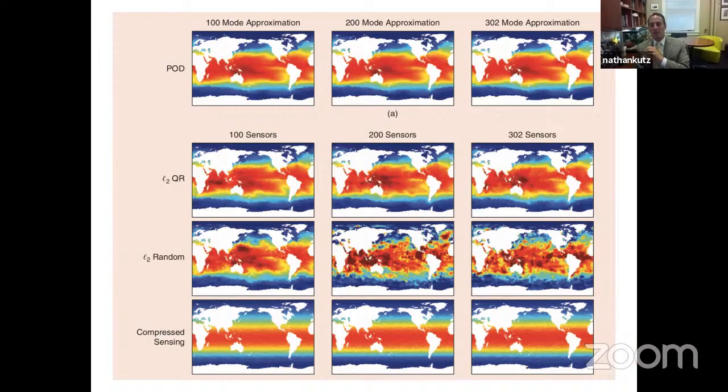If you use random sensors, that's the middle row, you can see it doesn't do well at all. And then if you do this compressive sensing trick, so you really use the compressive sensing idea, it does terrible too. This is partly why nobody really does compressive sensing anymore. It just doesn't do that well, actually. So this tells you that you now have a principled way to place sensors. And if I only give you 100 sensors and you really want to do a good job, you're going to use that QR algorithm.